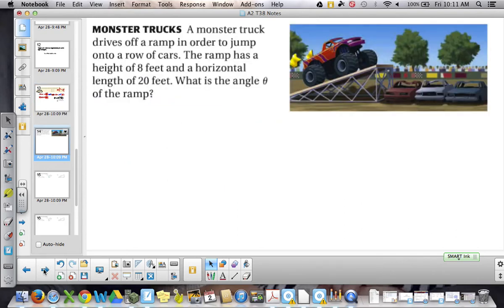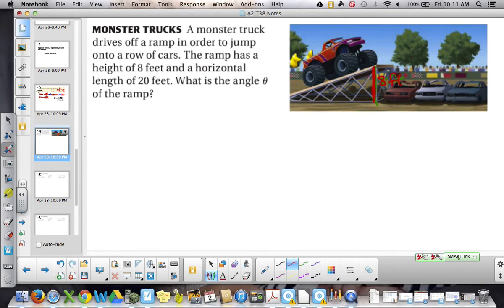Okay, putting this into play in a problem. Here we've got a monster truck drives off a ramp in order to jump onto a row of cars. The ramp has a height of 8 feet and a horizontal length of 20 feet. What is the angle theta of the ramp? All right, so we are given that the height of the ramp right here is 8 feet. That'd be a bad color to use. Let's use red.